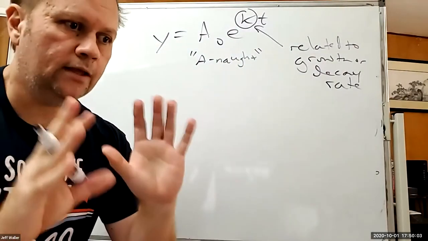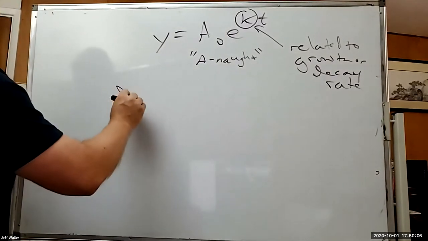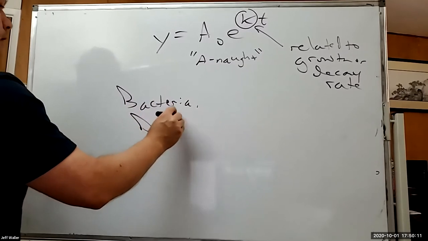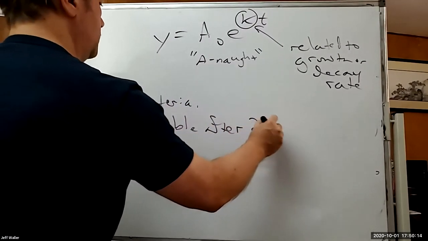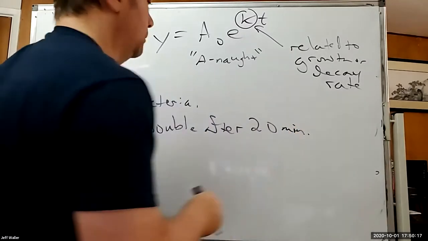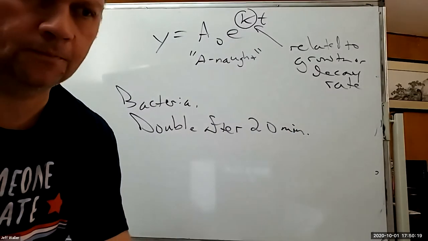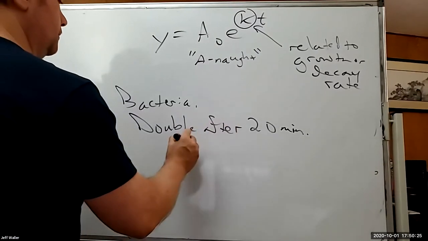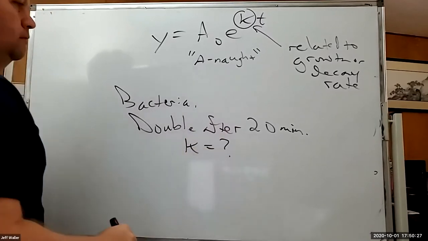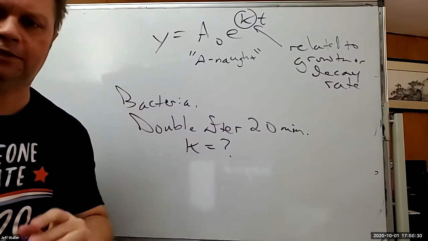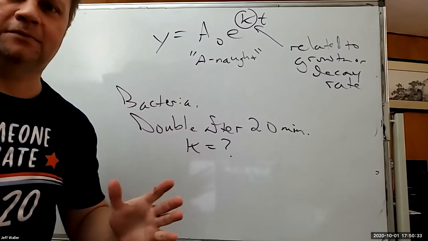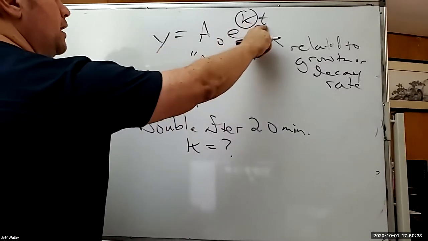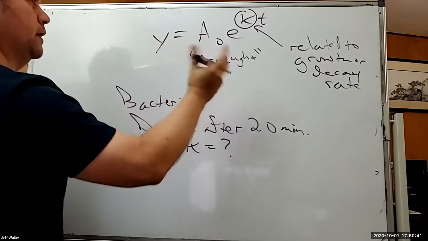So let's say that I have some bacteria and I notice that they double after 20 minutes. The population size doubles after 20 minutes. Can we figure out what K is? Now this feels like I haven't given you enough information, but I have given you everything you got to know, believe it or not. So one thing I didn't talk about was, what does Y mean? If I plug in a time and do all this, what does Y represent?